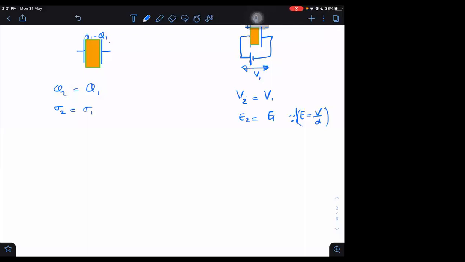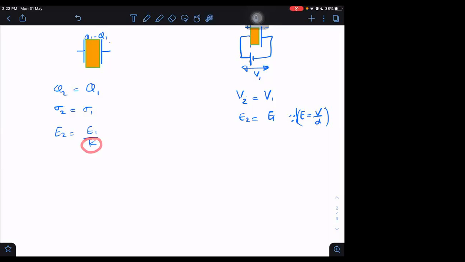Similarly, sigma 2 is equal to sigma 1, and you understand that very well, I think. In the first case, sigma 2 will be equal to sigma 1 only, right? Yes, sir. Because charge per unit area will be sigma. What about potential? What about capacitance C? Can you tell something about C? What happens to the field? We know already that when the dielectric is introduced, the field becomes E1 by K. I discussed it before only.